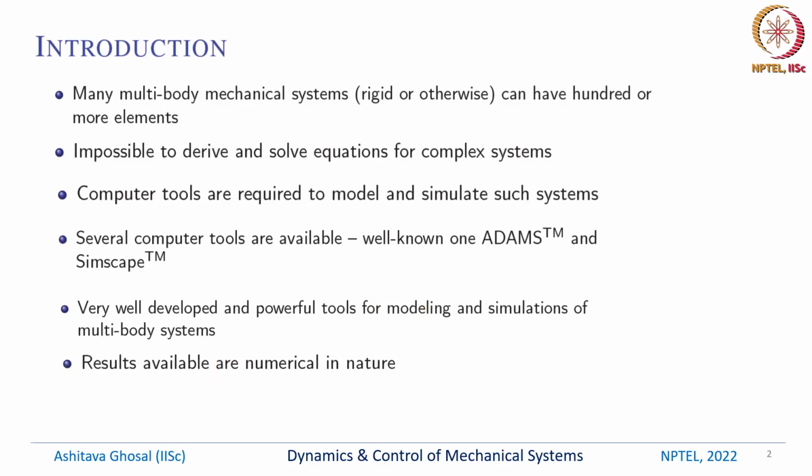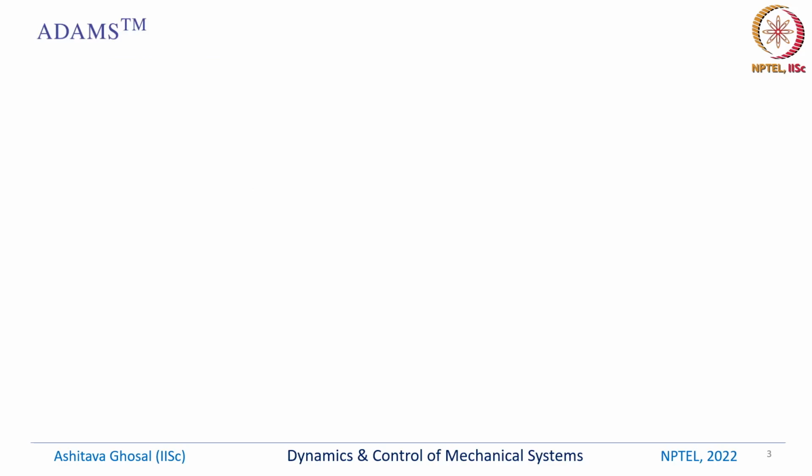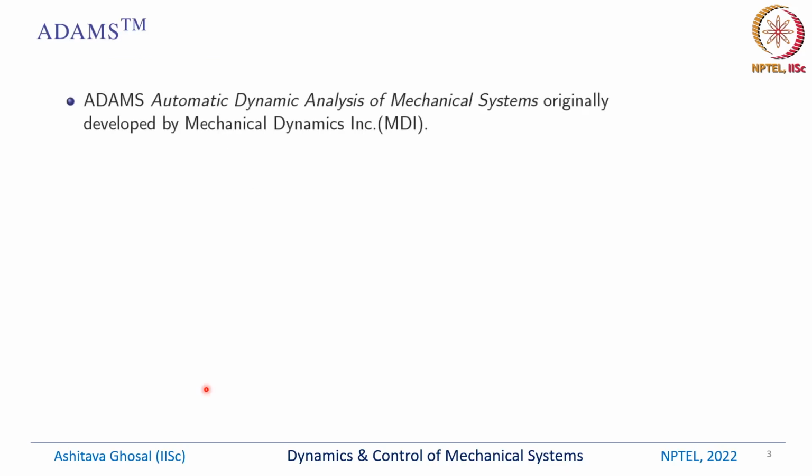The results are available, but they are numerical in nature. So you will not see equations of motion. You will not see terms like m1 r1 square plus I1 into theta 1 double dot, things like that. Nevertheless, you can still simulate these mechanical systems and get numbers. We can see how each joint or each link is moving. So let's start with Adams.